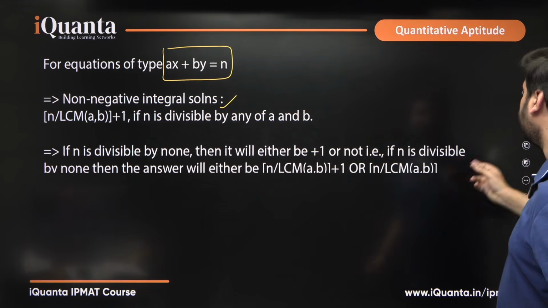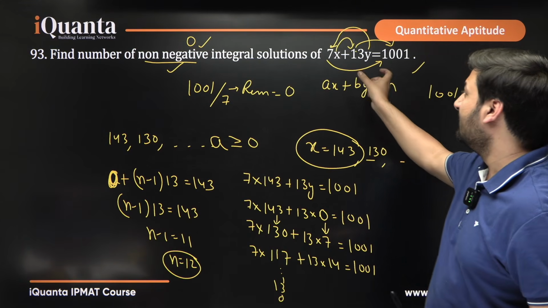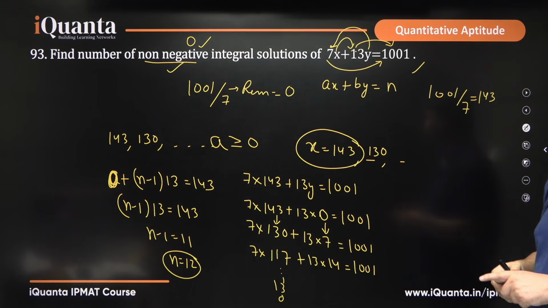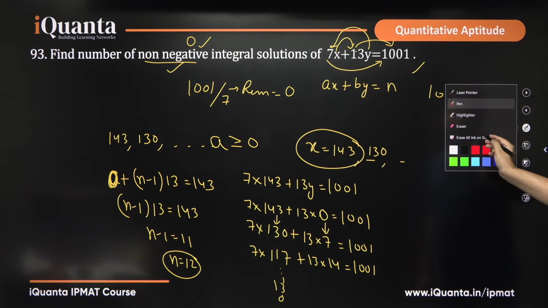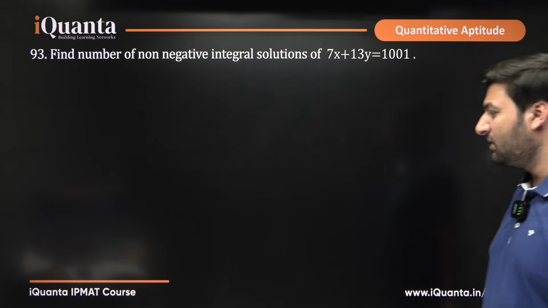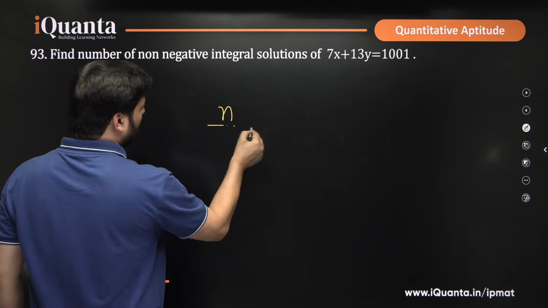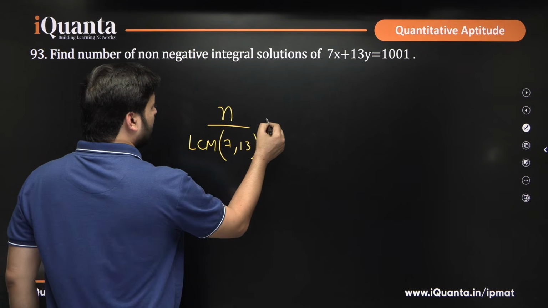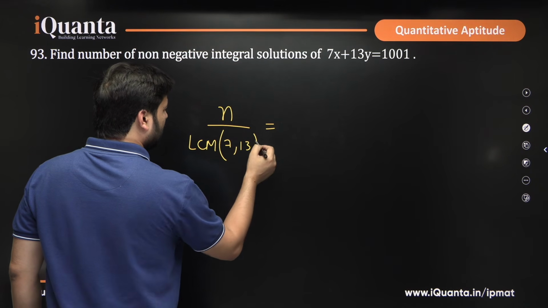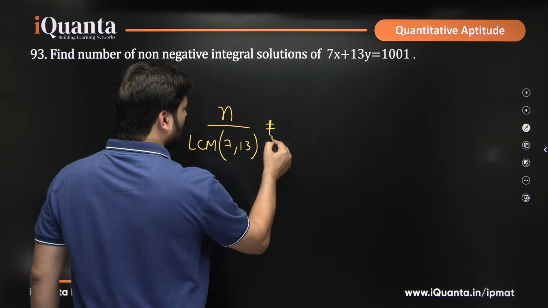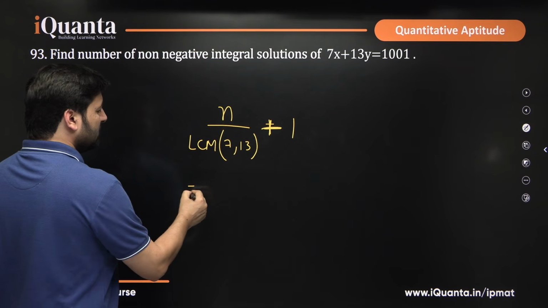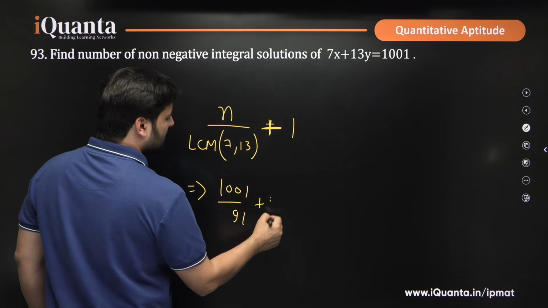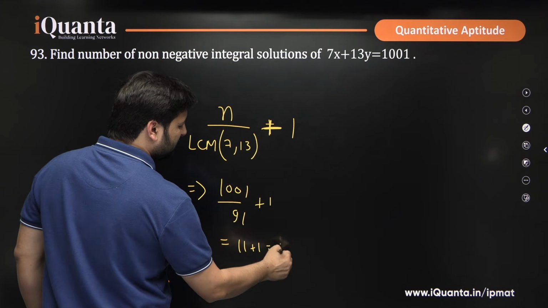So, in this question, let us go to our question. What did we see? We see that this n was divisible by any of a or b. It was divisible by 7 as well, 13 as well, right. So, what should be the number of solutions? n upon LCM of a comma b, 7 comma 13, plus 1. This is the number of solutions. So, n is 1001 divided by LCM of 7 and 13, which is 91, plus 1. This gives you 11 plus 1, that means 12.